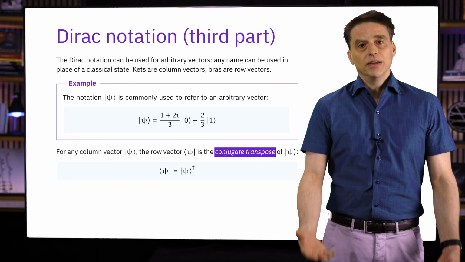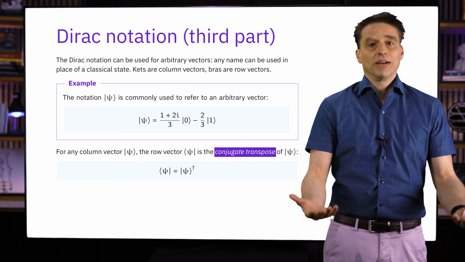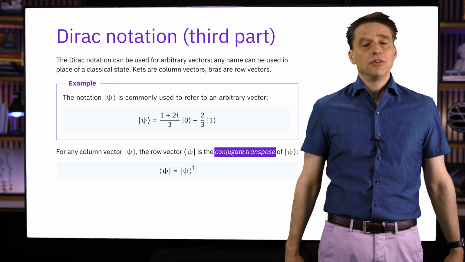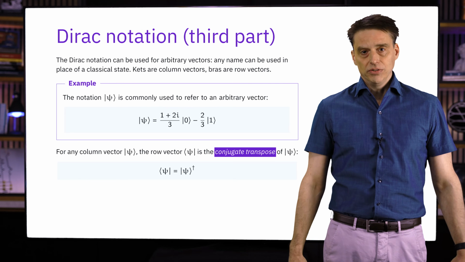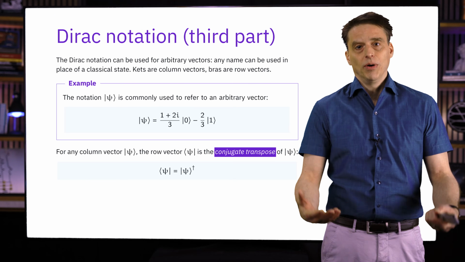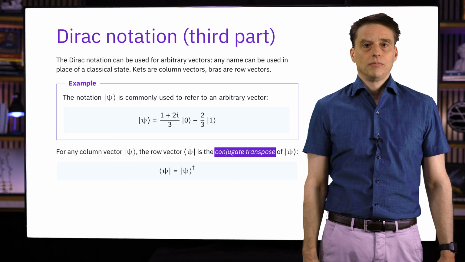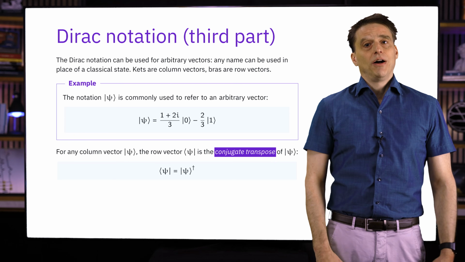What that is specifically is the row vector you get by number one, transposing the vector, meaning that you flip the vector on its side and you change it from a column into a row without actually changing the entries. And number two, taking the complex conjugate of each of the entries. You can actually perform those two operations, the transpose and the entry-wise complex conjugate, in either order. Those two operations commute.